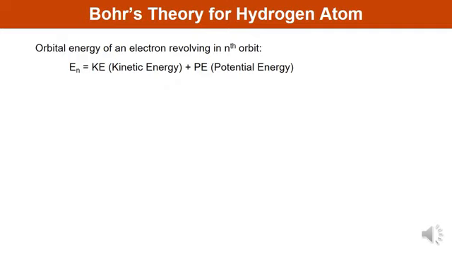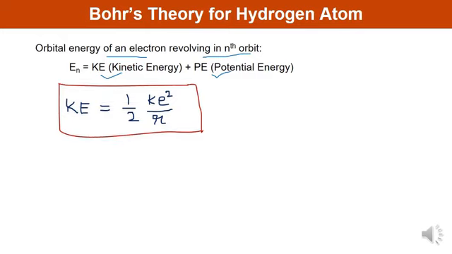How to calculate the orbital energy of an electron revolving in the nth orbit? When you have to calculate the orbital energy of any electron, you have to consider two terms, kinetic energy and potential energy. The total energy will be the sum of kinetic energy and potential energy.